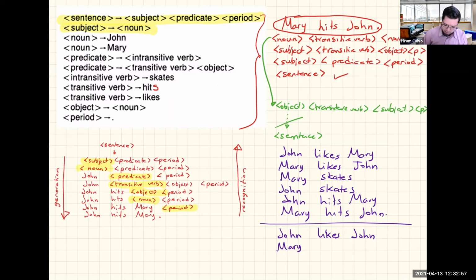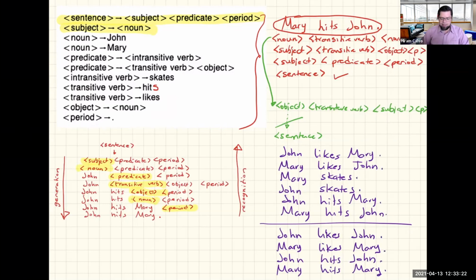Sorry. And Mary likes Mary. Or even they start hitting themselves. Of course, each one of them with their corresponding period.